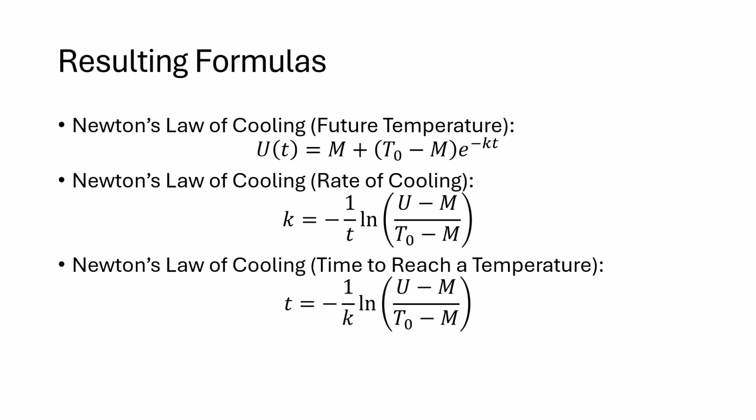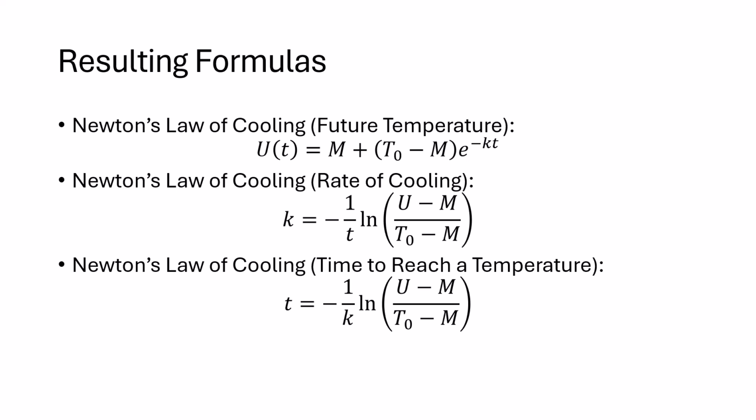So our resulting formulas, we have future temperature, where U of t is equal to M plus the quantity T naught minus M times the exponential function e to the negative kt. If we solve this for k, we get the cooling rate. So we have k is equal to negative 1 over t times the natural log of U minus M divided by T naught minus M.